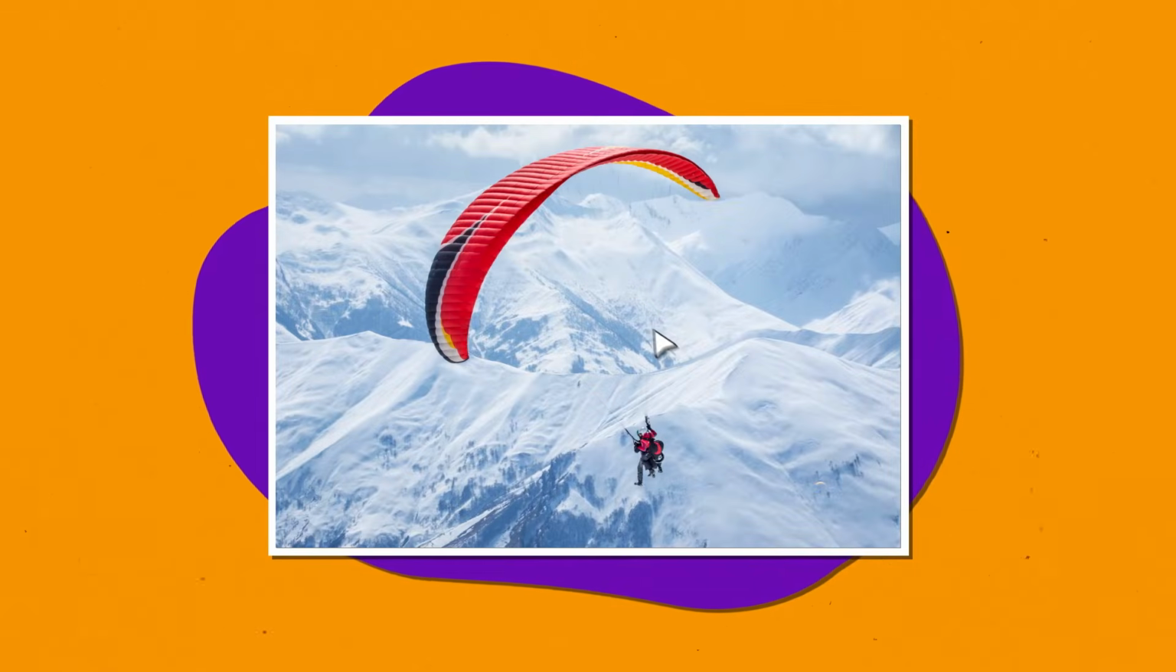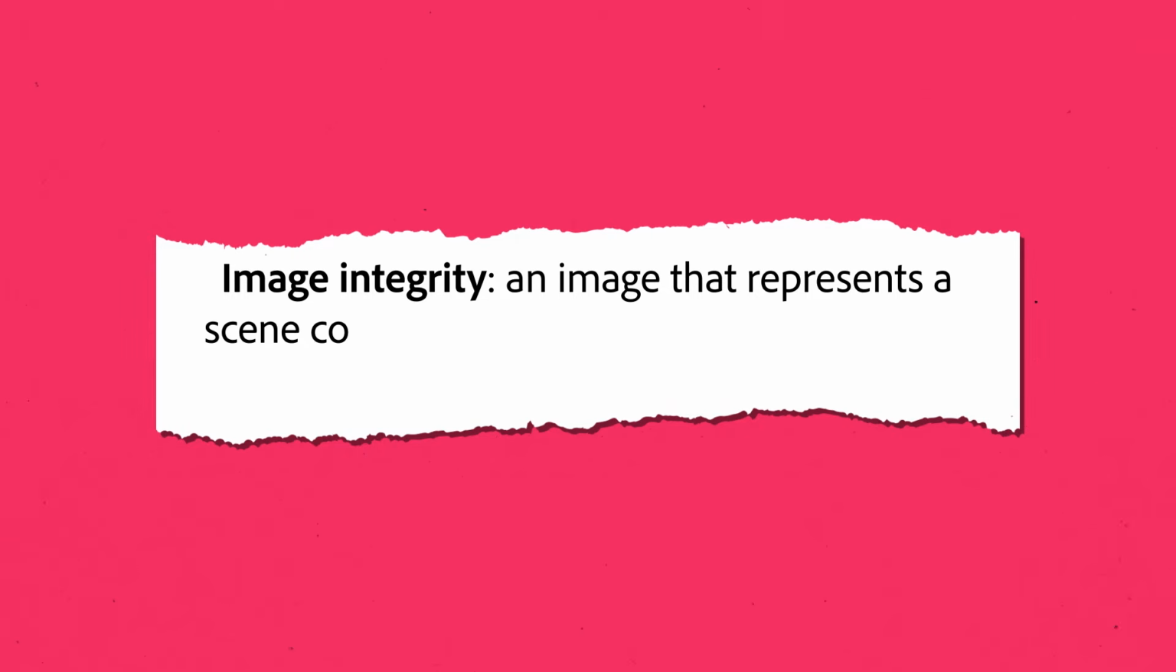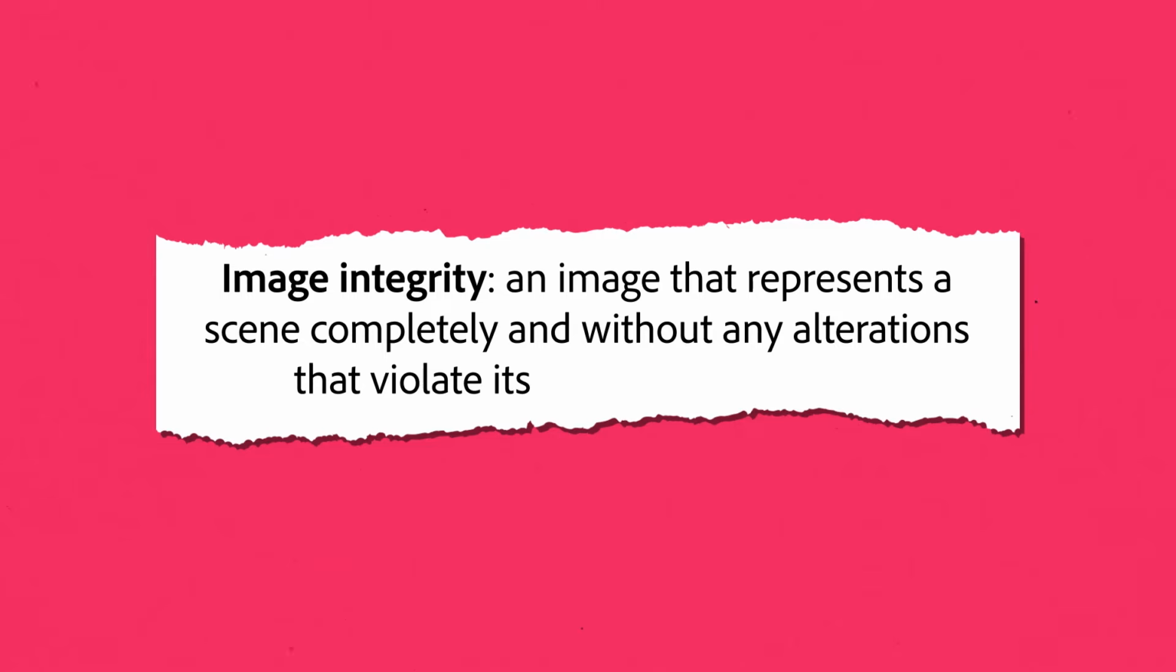CAI ensures metadata information is secured, like the location and time a photograph was taken, what device and settings were used to capture the image, and any editing that the image has undergone, such as cropping, adjusting tonality, and so on. All of this information goes into ensuring what's called image integrity. Image integrity is particularly used in photography to reference an image that represents a scene completely and without any alterations that violate its original appearance.